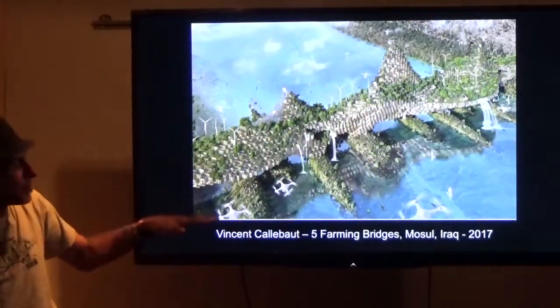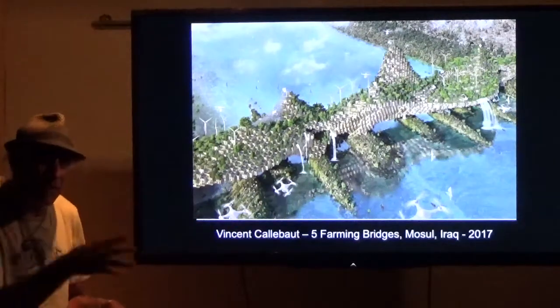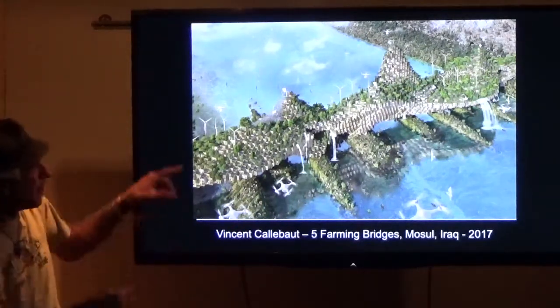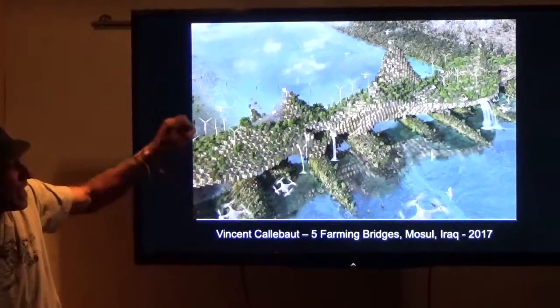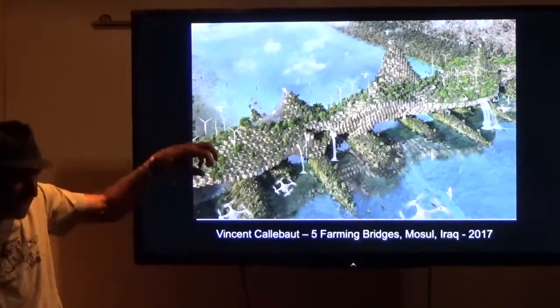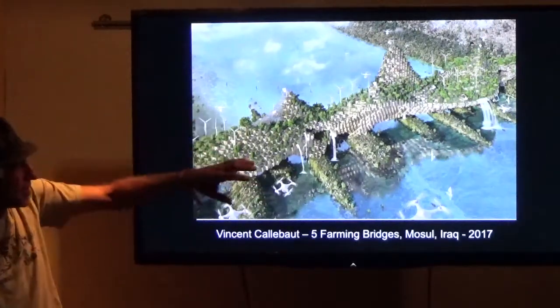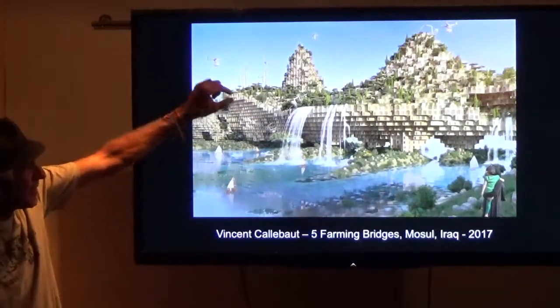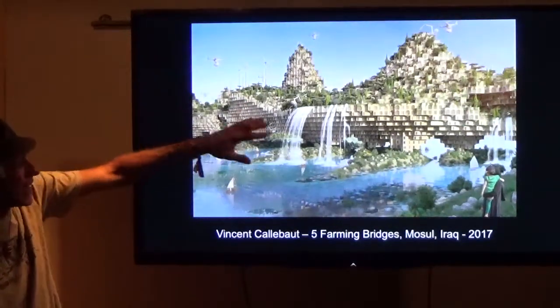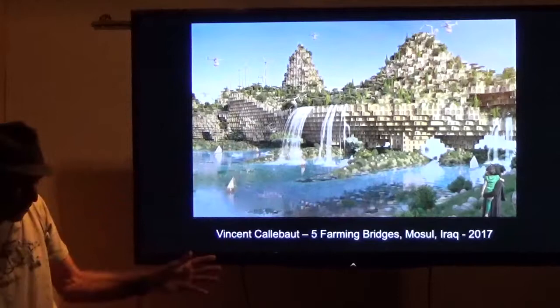And in Mosul, Iraq, all of the bridges were destroyed in the war. So he has this proposal. You can see these giant drones, and what they're doing is they're 3D printing this module, but you can see the whole structure is made of these little individual modules. There's the drones flying, and the water is flowing off in waterfalls.